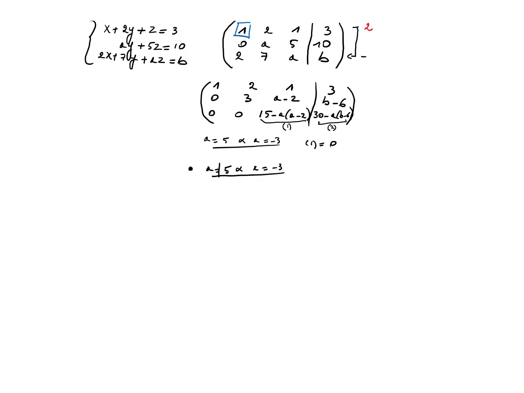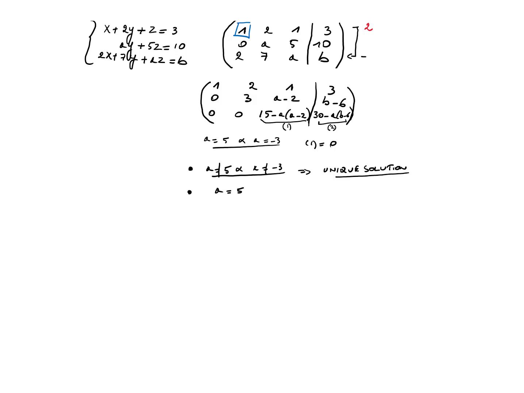So let's look at a first case where a is different from 5 and a is different from -3. In this case you have a matrix A that is upper triangular, and you can do back substitution, and whatever the value of b, there will always be a solution. This means that there is in this case a unique solution. Okay, so if a is different from 5 and a is different from -3, you have a unique solution.